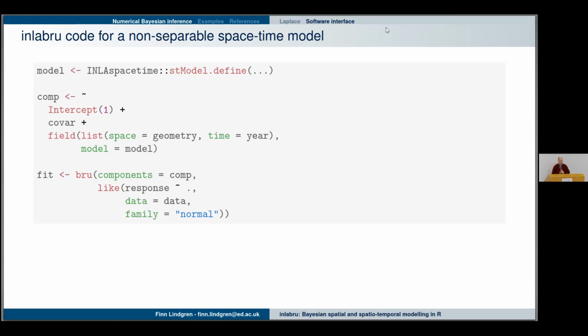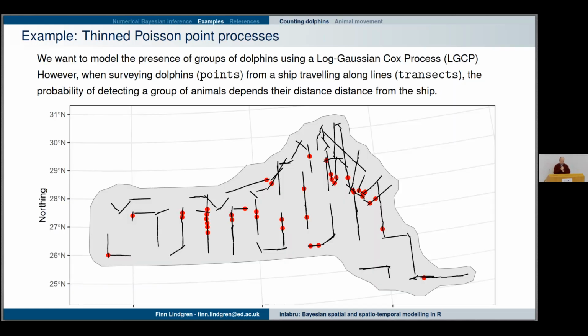So, I think I'll just quickly go through this example. inlabru wasn't restricted to point processes, that's just where we started. So that's where we have most of the examples. And this is one of them, which is, I think this is simulated dolphin data, but the transects are real. So it's when you take a ship across the Gulf of Mexico and look for dolphin groups. And you put a dot on the map where you find the dolphin group.